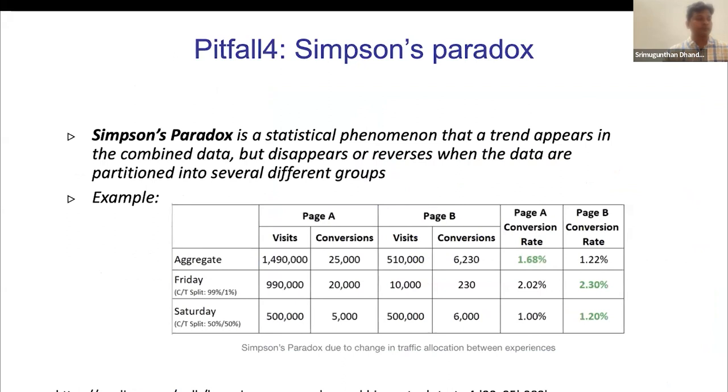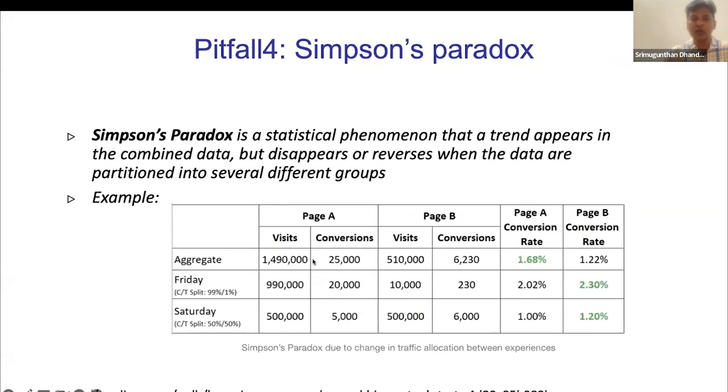The fourth pitfall that we will see is Simpson's paradox. So Simpson's paradox is where you find some kind of observation in the aggregate. It's a statistical phenomenon where a trend appears in, say, the combined or aggregate data, but when you break it down into subpopulations, you will have the reverse result. So that's called Simpson's paradox.